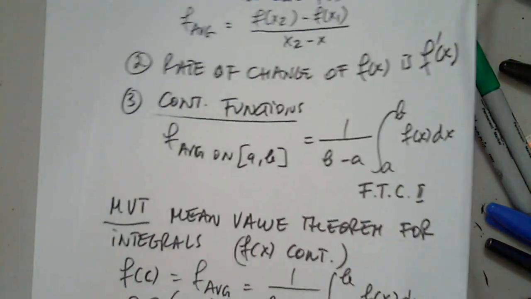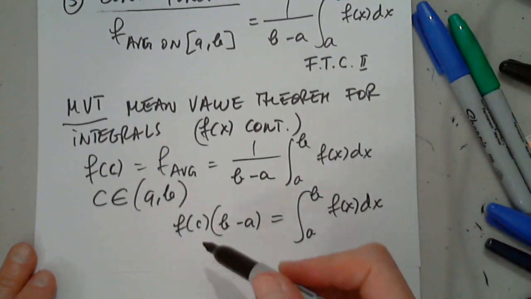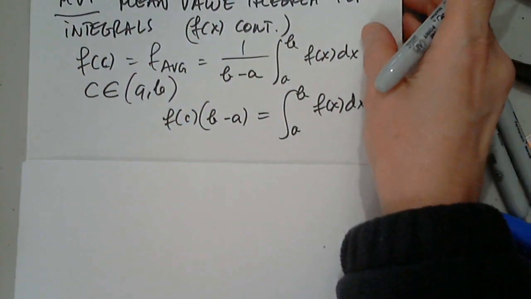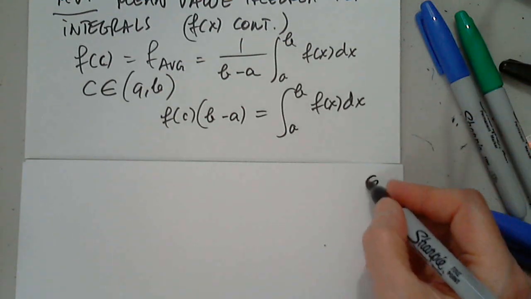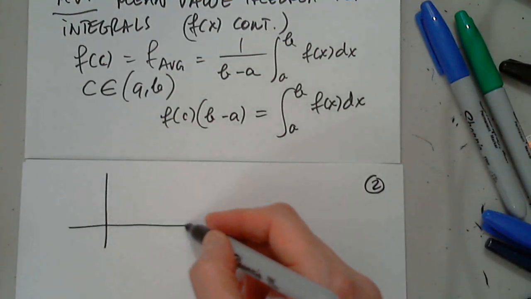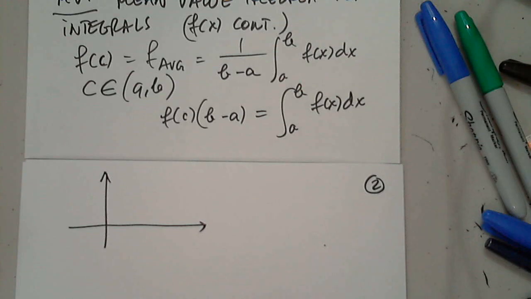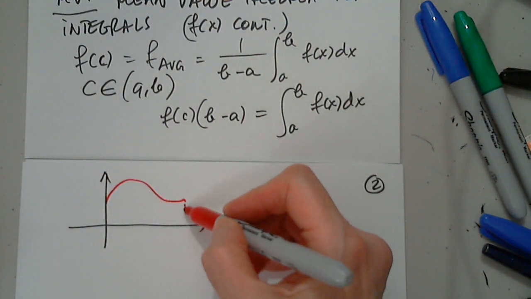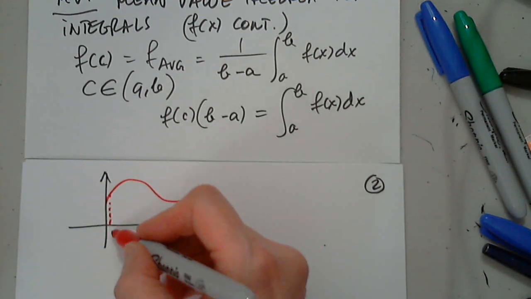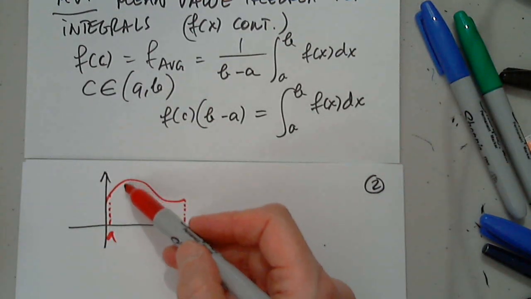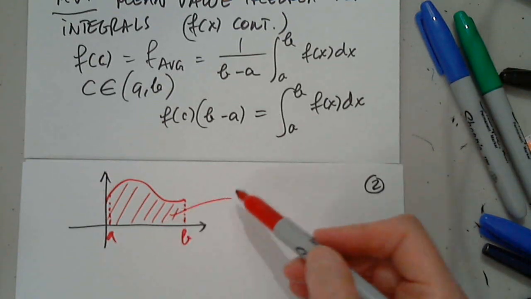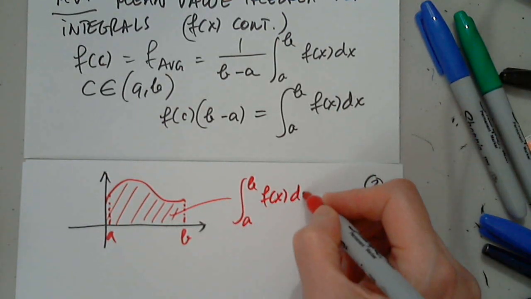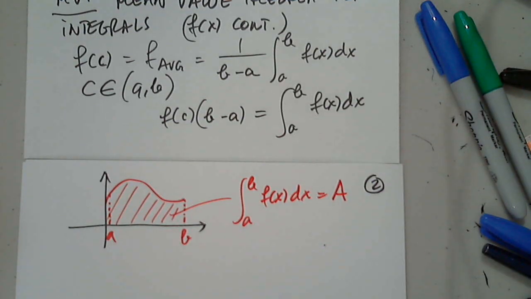What does this mean? Let me illustrate for a positive function. Let me use a different color for the function. Now let's suppose we have this function between a and b. The area under this function is exactly this, the integral from a to b of f of x dx. That's the area under the graph.